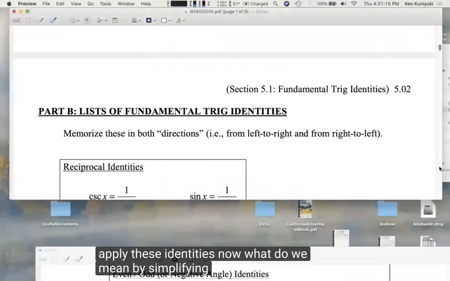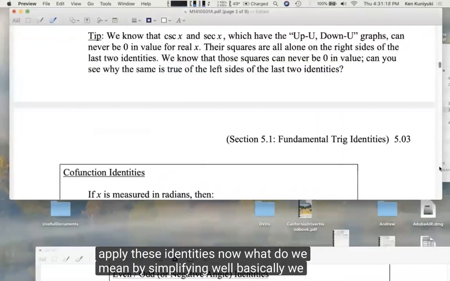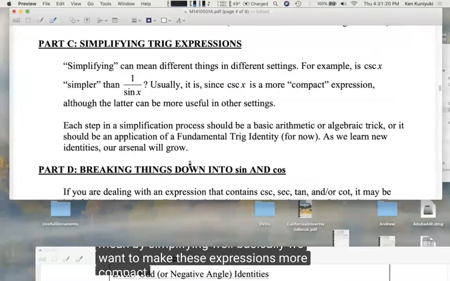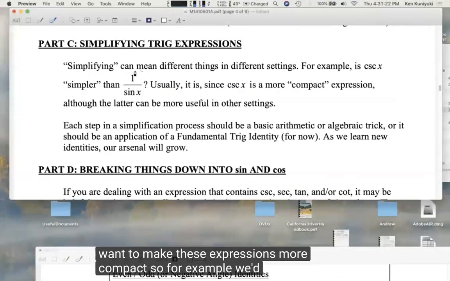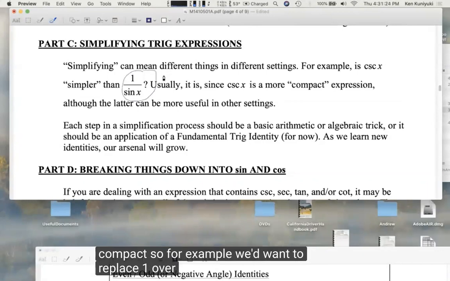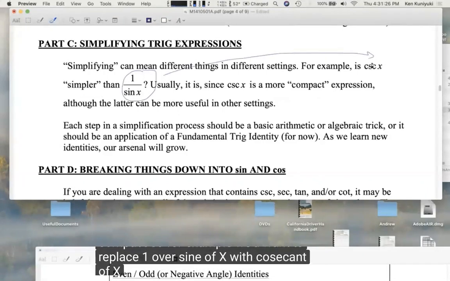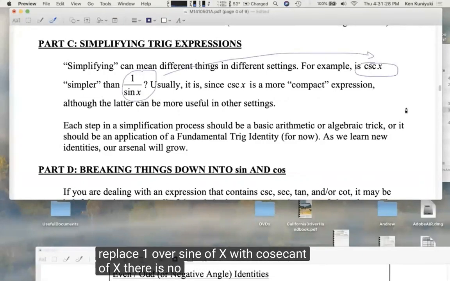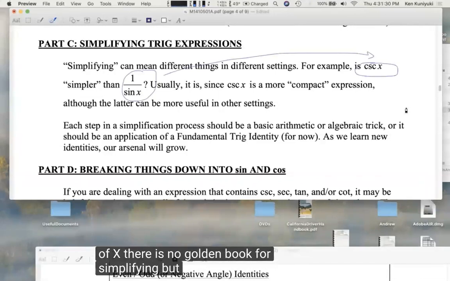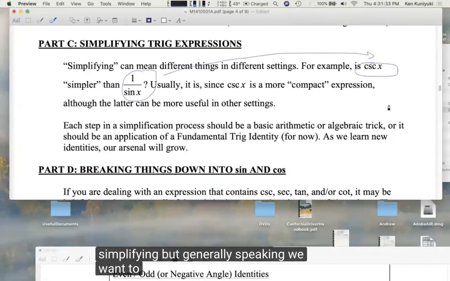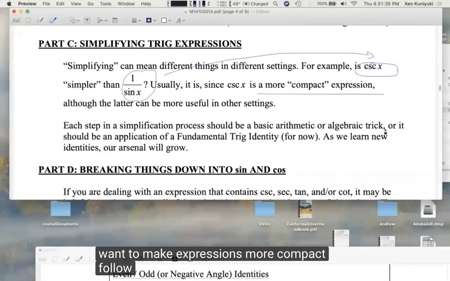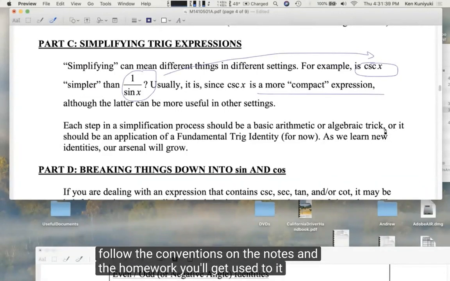Now, what do we mean by simplifying? Well, basically, we want to make these expressions more compact. So, for example, we'd want to replace 1 over sine of x with cosecant of x. There is no golden book for simplifying, but generally speaking, we want to make expressions more compact. Follow the conventions on the notes and the homework. You'll get used to it.